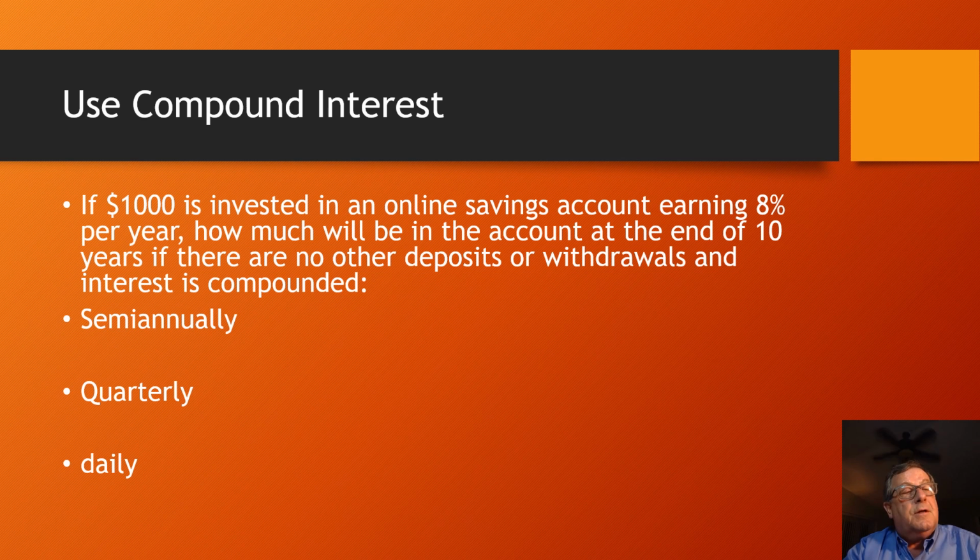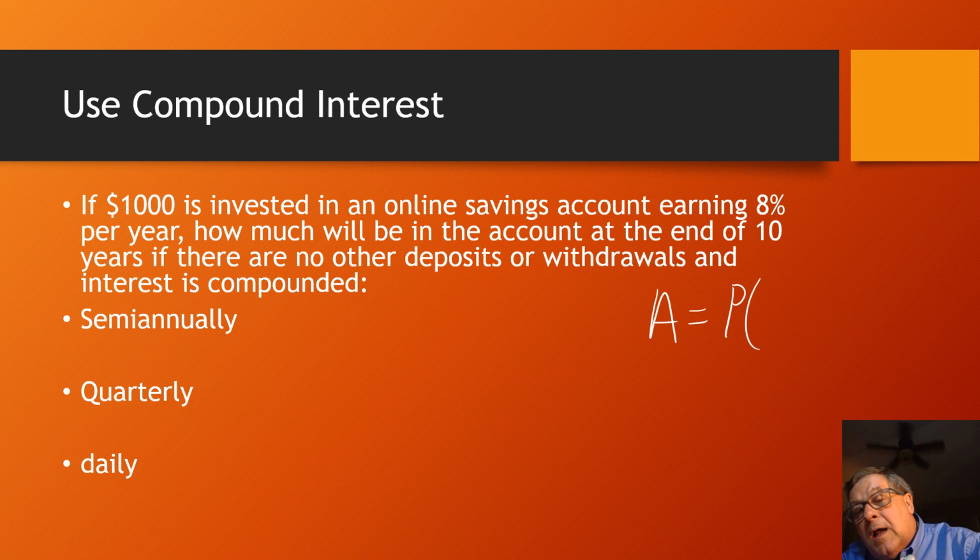A common application of exponential functions is compound interest. And I like compound interest problems. It comes with a little bit of a formula. Well, not just a little bit. A is the account value after a period of time, and it is equal to the principal times 1 plus R over N raised to the power of N times T.